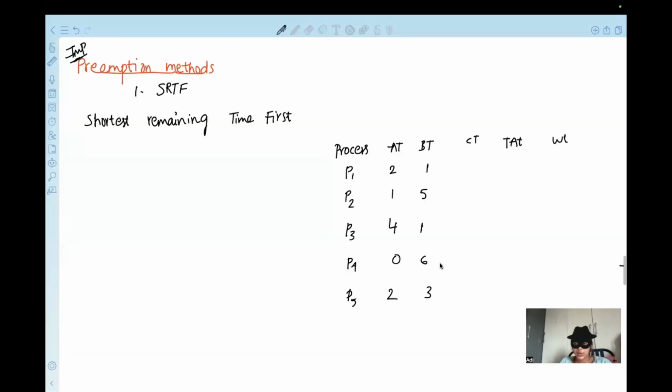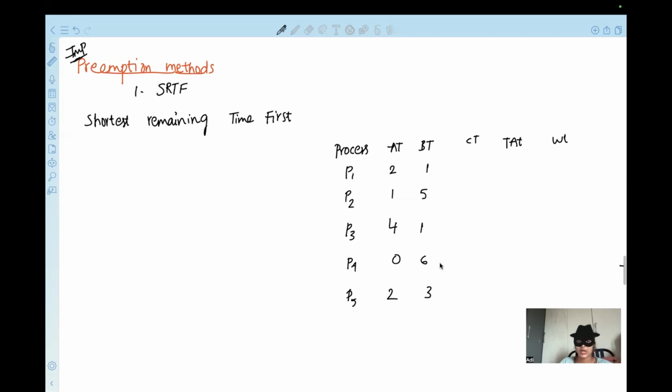Hello everyone. So we completed the three topics of non-preemption methods in CPU scheduling algorithms. Now let's come to the preemption methods, which are very important, as they will be asked in every examination. In preemption methods there are four methods. The first method is SRTF, shortest remaining time first, which is the most similar to the SJF, the shortest job first, that we saw in the non-preemption method.